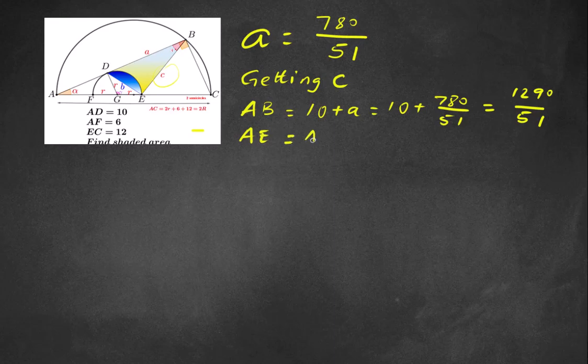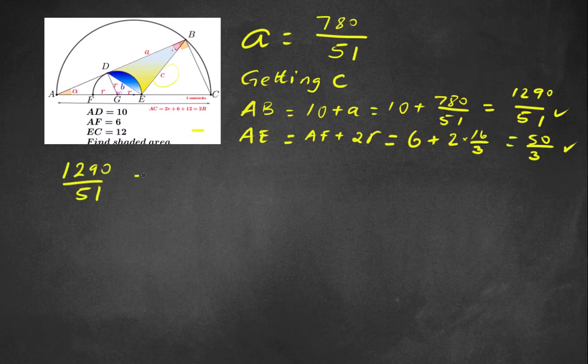Okay, and also we just put in the value of AE. So AE is equal to AF plus double R, which is 6 plus 2 times 16 over 3. All right, so we have 18 plus 32 over 3, so 50 over 3. All right, let's simplify this 1290 over 51, which is huge if we square this up. So we just simplify it by 3 for 30 over 17. So very good. So now we are ready to tackle C.